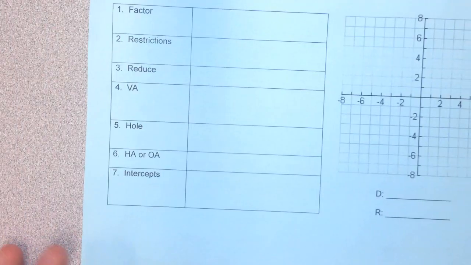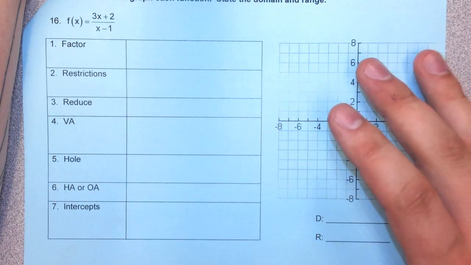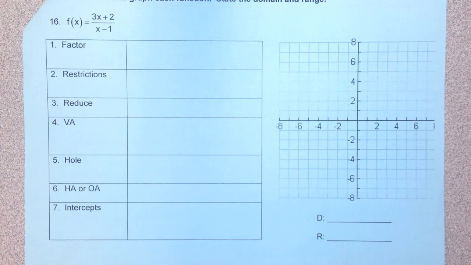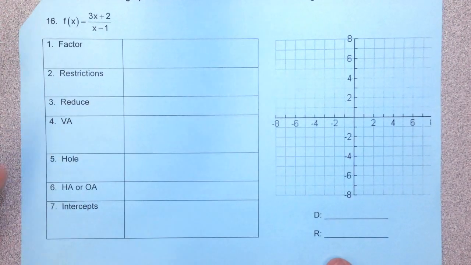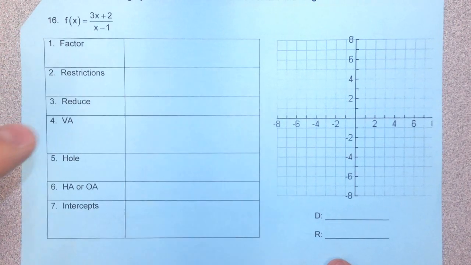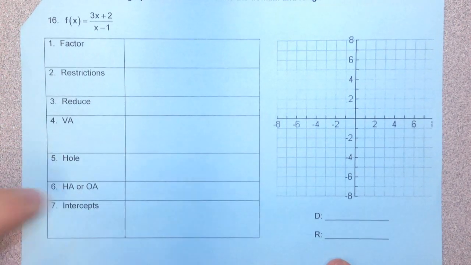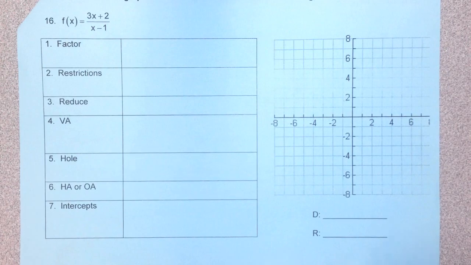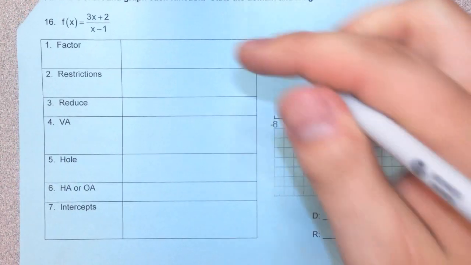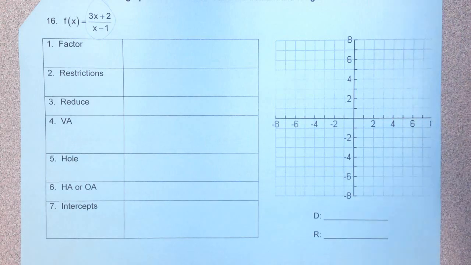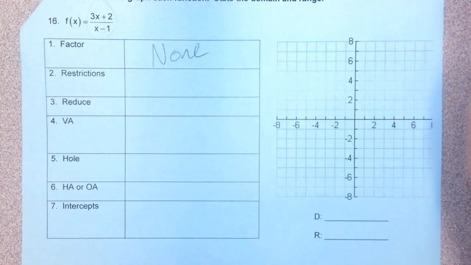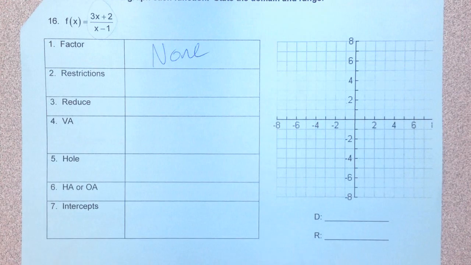Last complicated page here. It's our favorite ones. It's all laid out for us. We've got our function. We've got our factoring, restrictions, reduced, vertical asymptotes, holes, horizontal asymptotes, and intercepts. And then we put it all together over here. Factoring. We see if there's something we can factor, which in this case, no, there's none. So no factoring needed here.